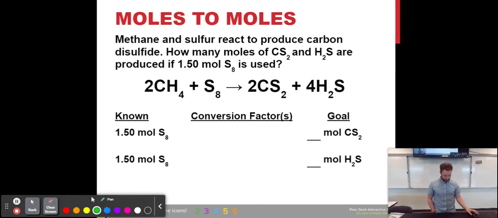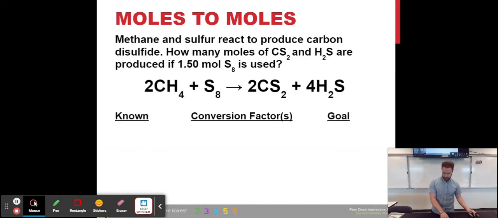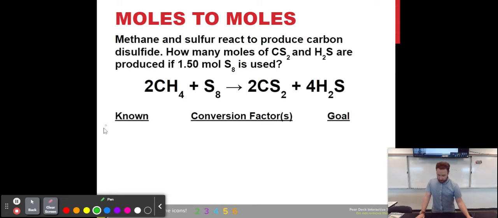Here we go. First of all, we're going to figure out how many moles of CS2 would be produced from 1.5 moles of S8. I'm actually going to make those disappear so that I have a little bit more room to work with. So for the first one, we know that we have 1.50 moles of S8.